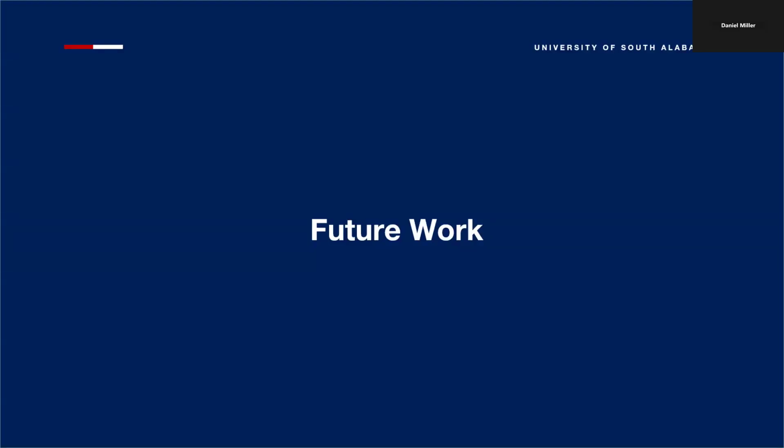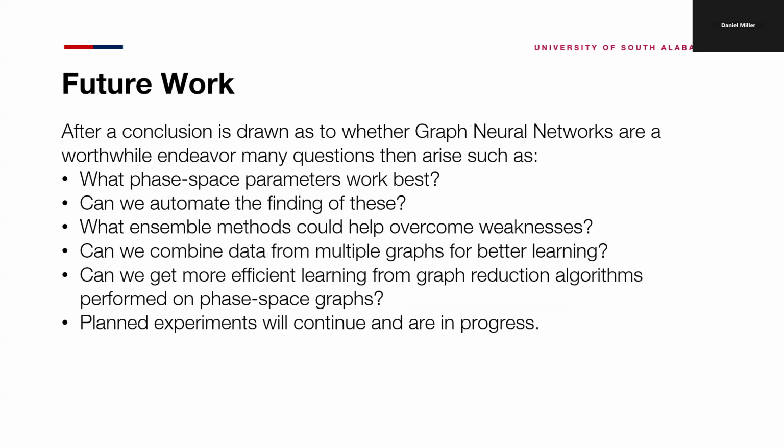Future work. This is stuff that I either plan on doing or would be a lovely topic for another person's thesis. When you do the phase space algorithm, you have to find the proper parameters. Is there a more efficient way to find these? Can you perform something like gradient descent and try different hyperparameters to allow you to get more efficient answers? What ensemble methods could help? Later on, I will show you that graph neural networks tend to work better with more specialized data. So if you could use multiple, like a decision tree, versus just one graph neural network, does it work better?